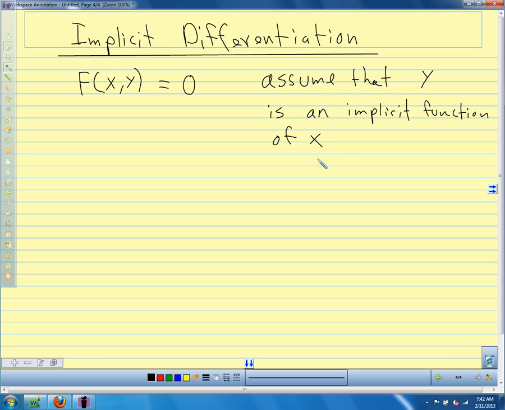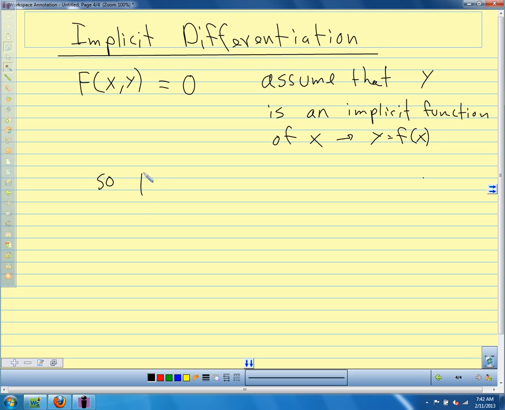So we're going to say that y equals f of x, somehow. We don't necessarily have an explicit functional dependence that we can get to, but we're saying that y does vary as x varies. So I'm going to substitute f of x in here for y.